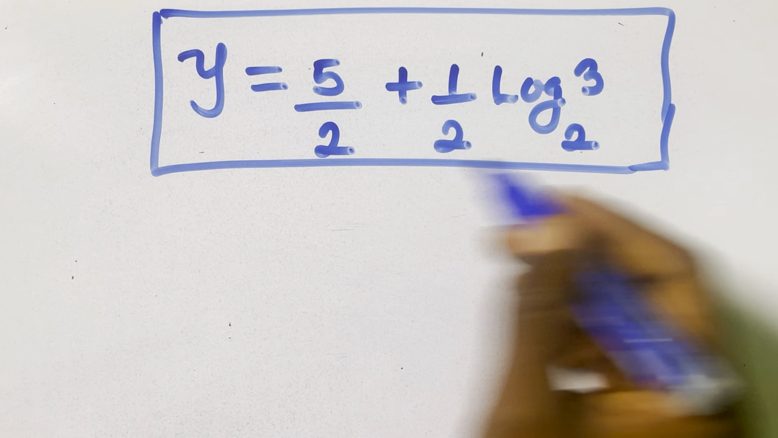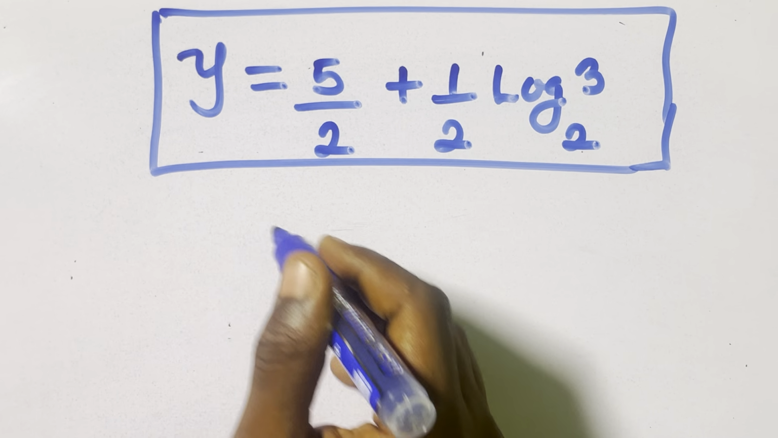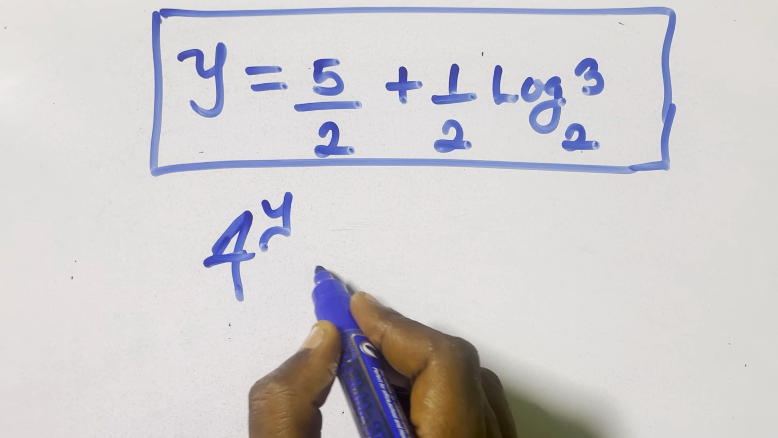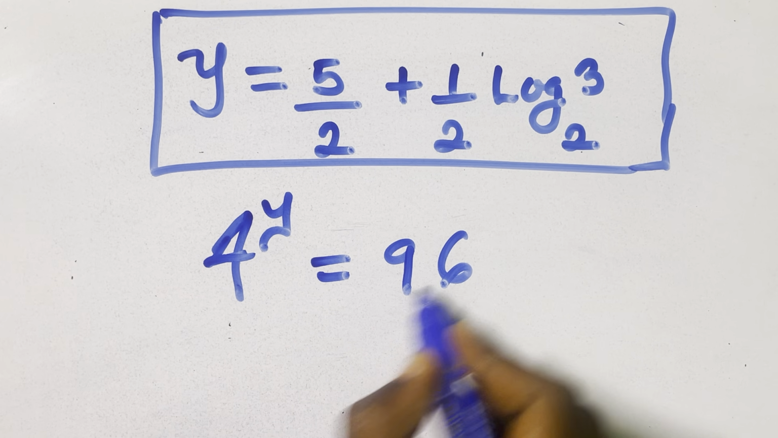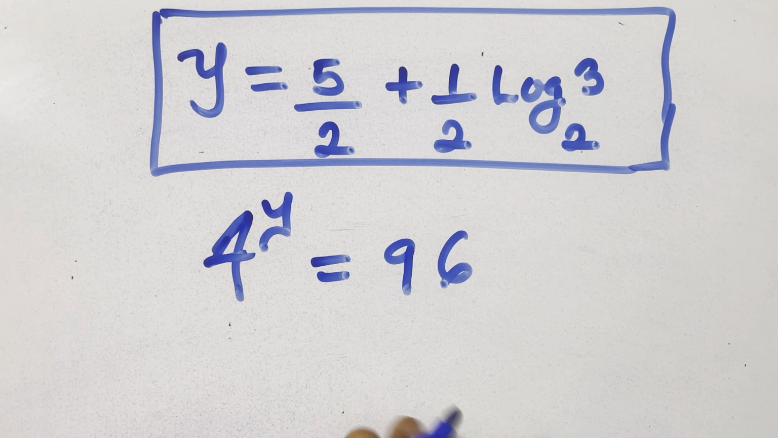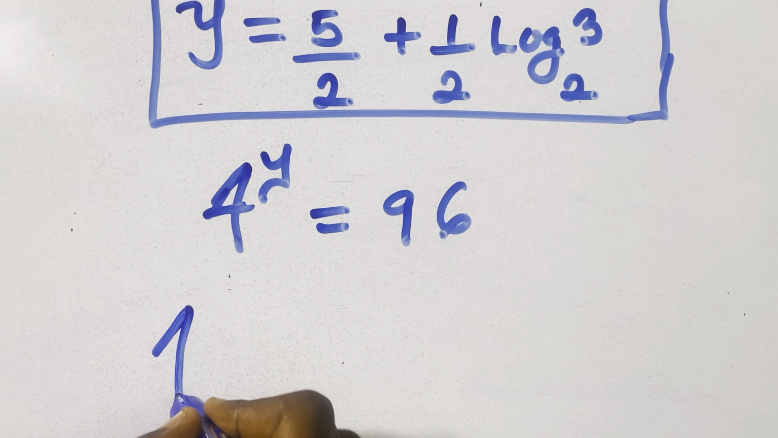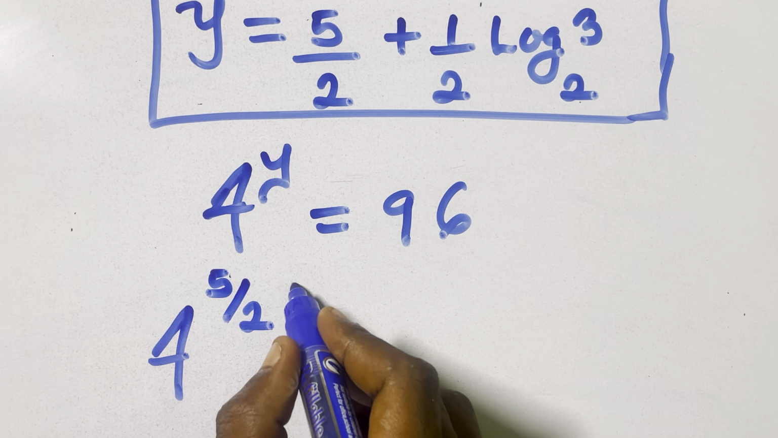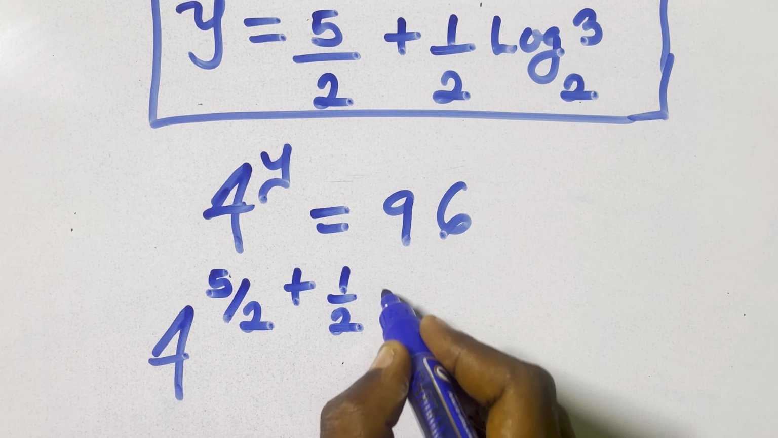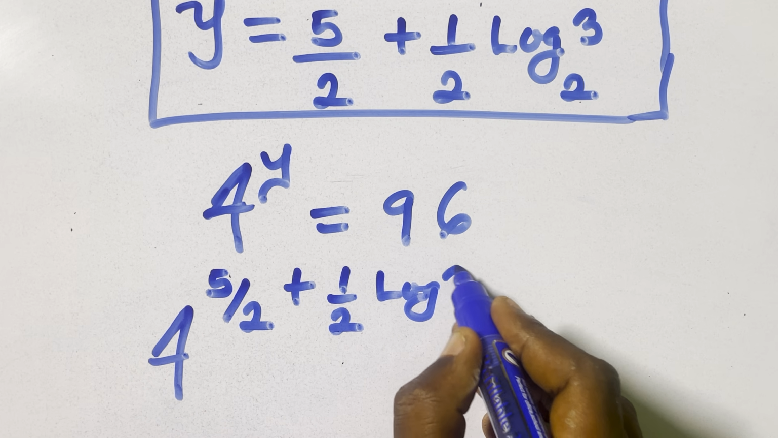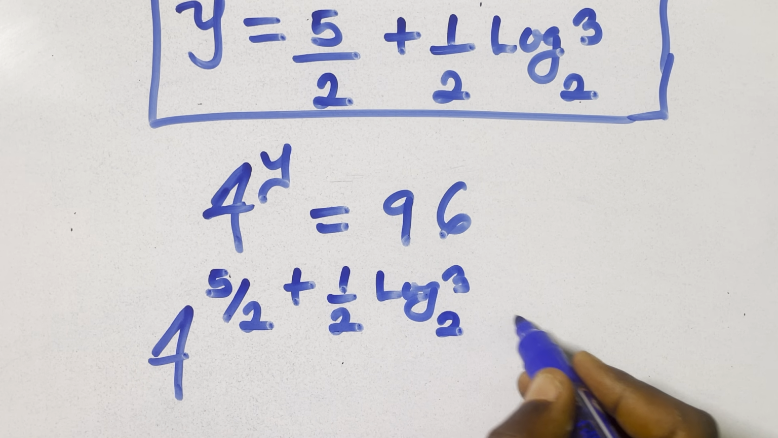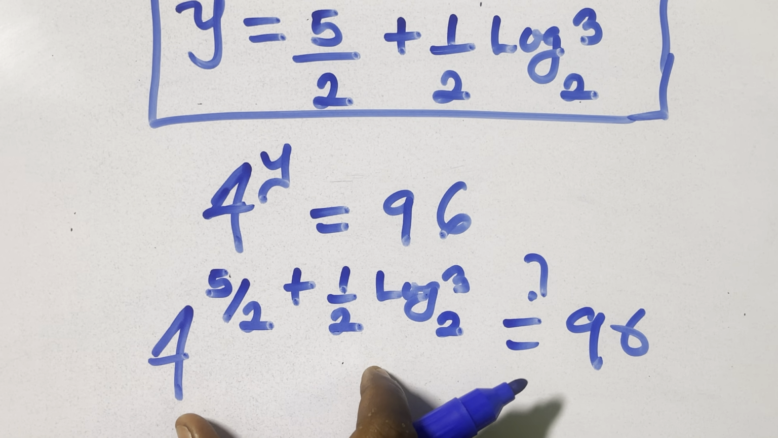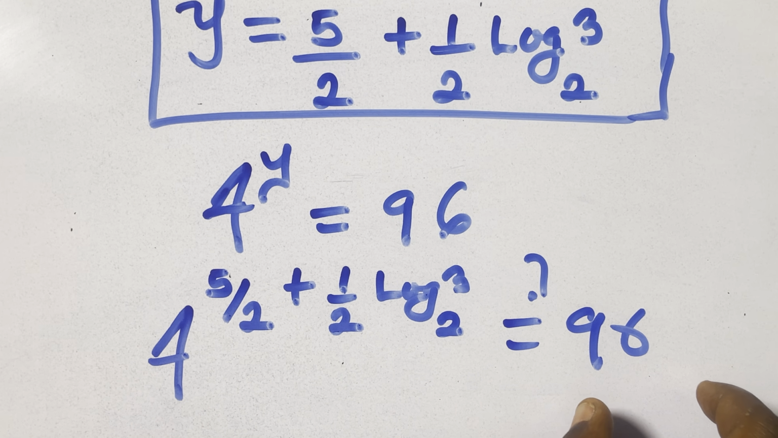You can also check this by substituting the value of y into the given equation that says 4 raised to power y equals 96. So let me help you. We have 4, you have to put the value of y here. That's 5 divided by 2 plus 1 divided by 2 log 3 in base 2. If you substitute this, your left hand side will definitely be equal to your right hand side.